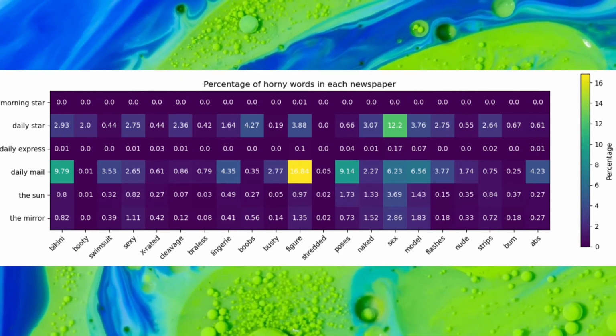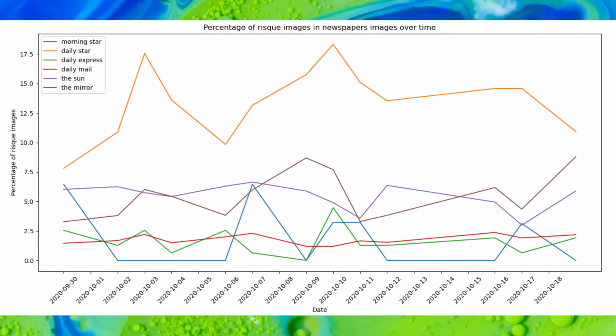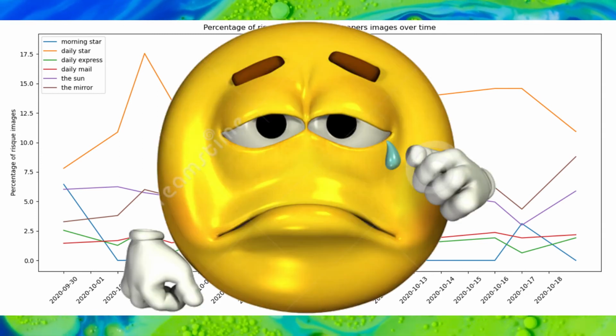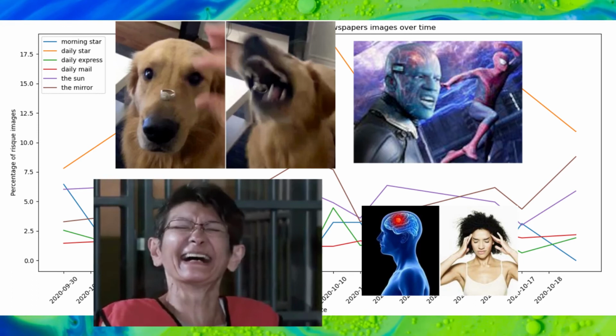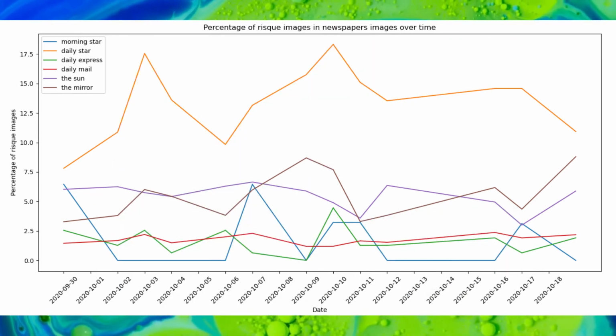Next slide, please. Here's the percentage of images out of all the images in a paper that were classified as unsafe by the AI. We already know the confidence in these results are low from the images that were classified as unsafe earlier, but we still see papers correlating with each other and the Daily Star being on top again.